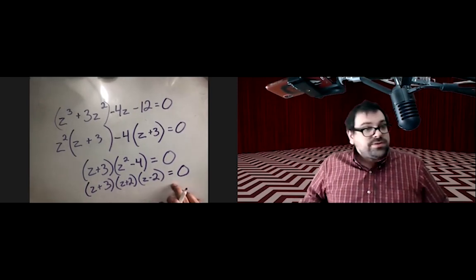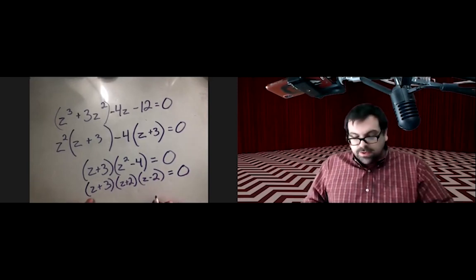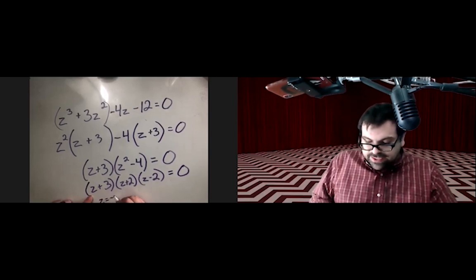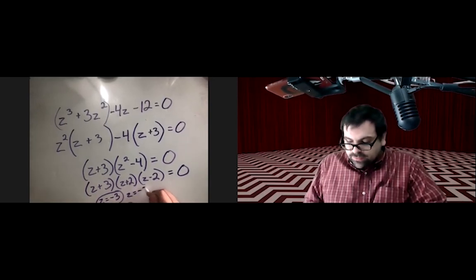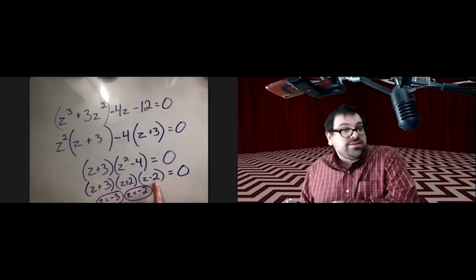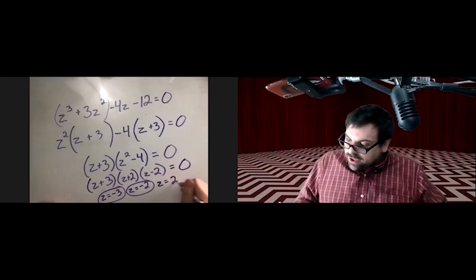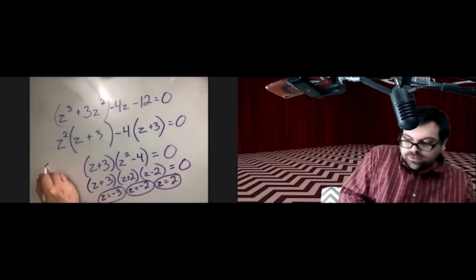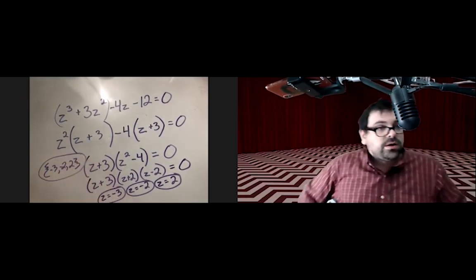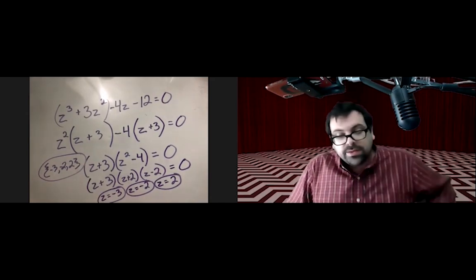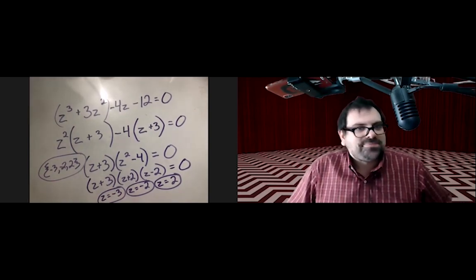Now we have 3 factors equal to 0. z plus 3 equals 0 gives us z equals negative 3. z plus 2 equals 0 gives us z equals negative 2. z minus 2 equals 0 gives us z equals positive 2. Negative 3, negative 2, and positive 2. Those are our 3 answers. z cubed, 3 answers. 3, 3. Funny how that works.